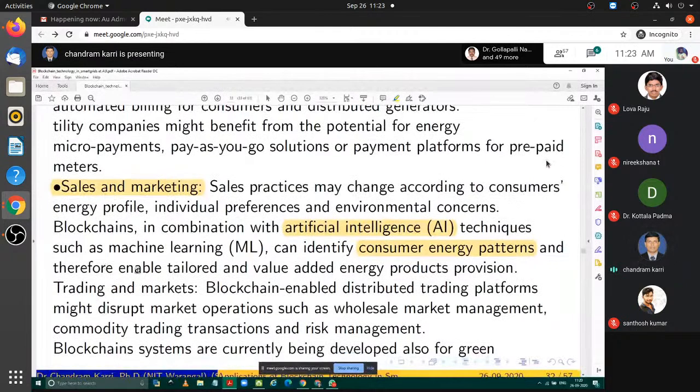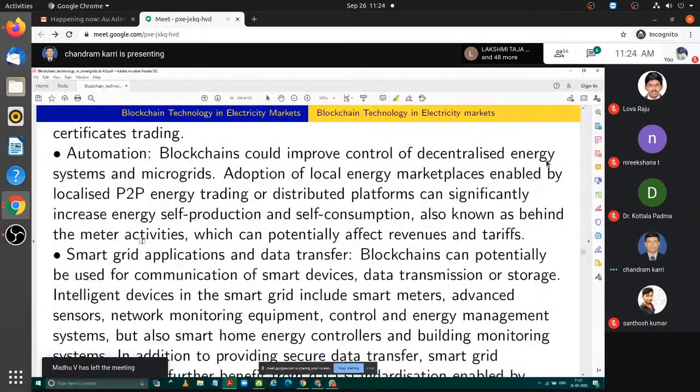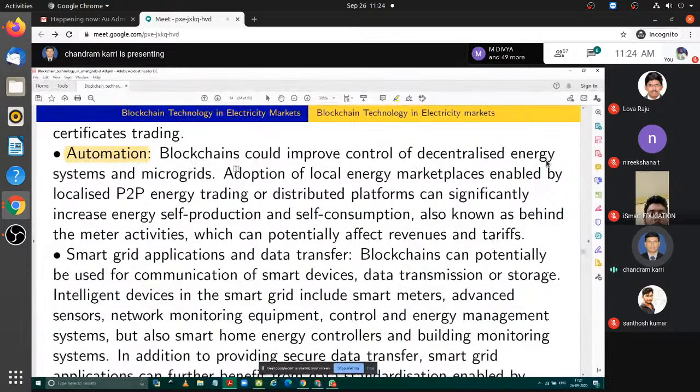And the other one is trading. Trading can also be modernized. Currently, there are some markets like PJM and some other markets. They are using a bidding process and electricity price forecasting to run the markets effectively. By using this blockchain technology, we can improve trading and also automation. If you use a proper architecture, then everything can be automated.